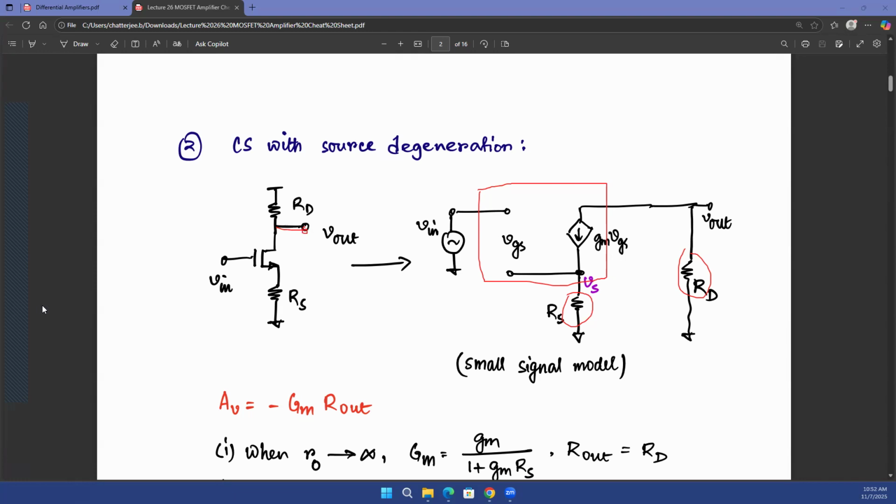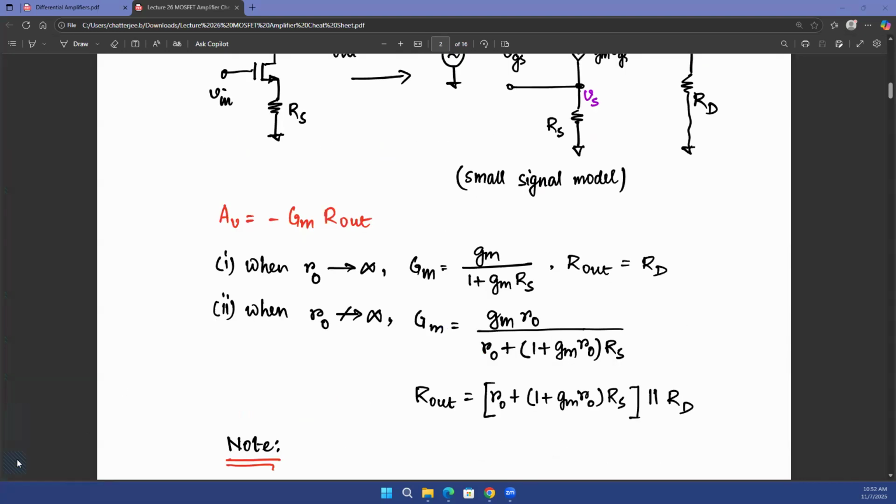You have already analyzed this in the past, and you know that AV is equal to minus Gm times R out, and capital Gm is equal to gm divided by 1 plus gm RS. The gm of the transistor degrades to gm divided by 1 plus gm RS, and that's your uppercase Gm, the overall Gm of the system. And R out is, of course, equal to RD. So what would be your overall gain? gm times RD divided by 1 plus gm RS.